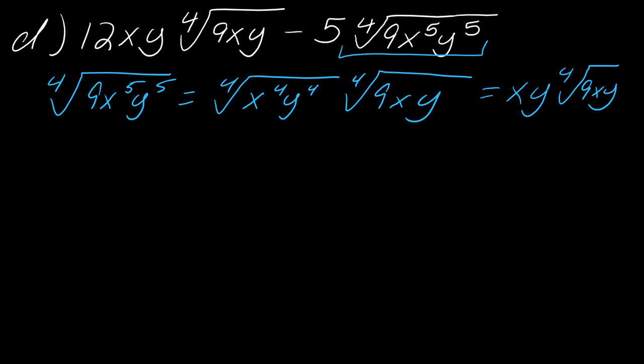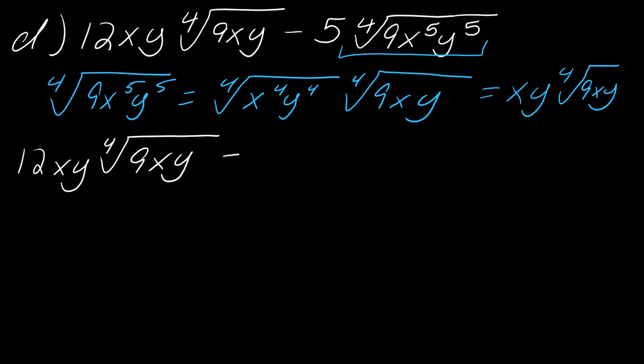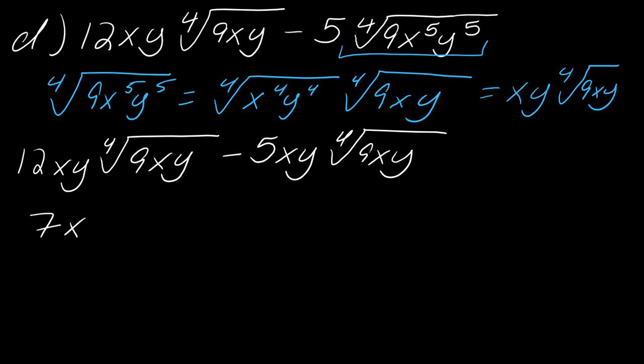So I can now replace all of that. I've got 12xy times the 4th root of 9xy minus 5xy times the 4th root of 9xy. And now I can see that all of this can, of course, be combined. So this will be 7xy times the 4th root of 9xy.